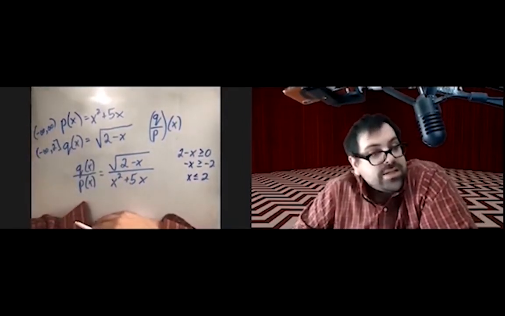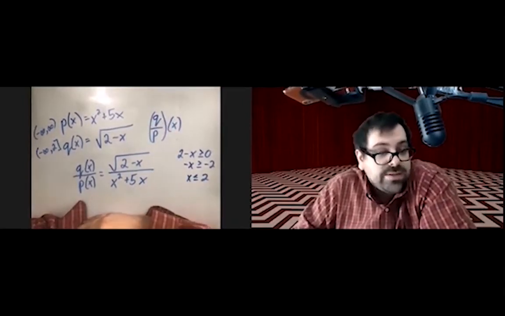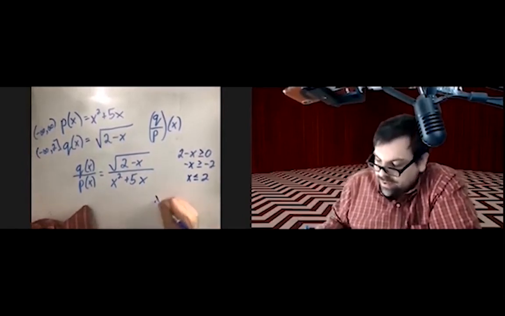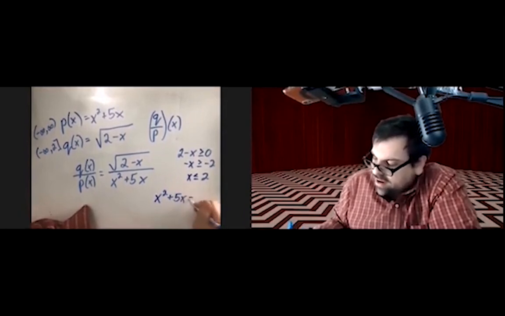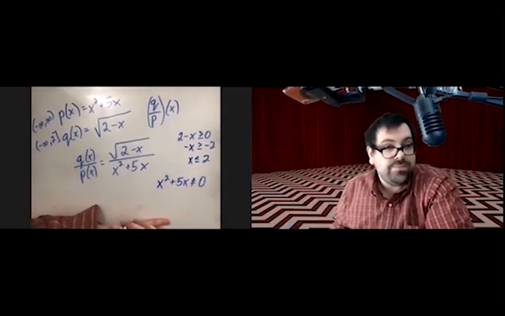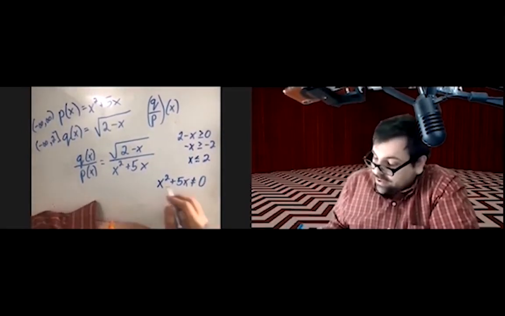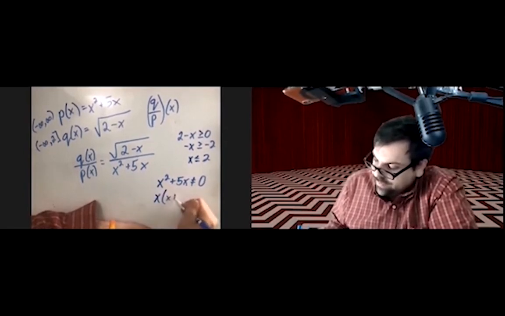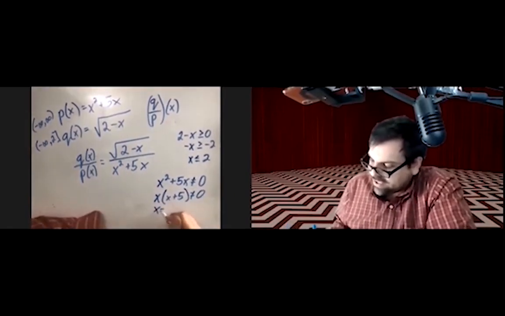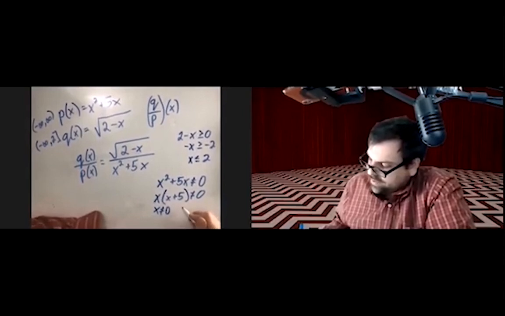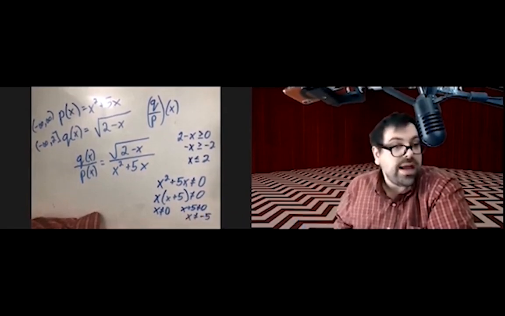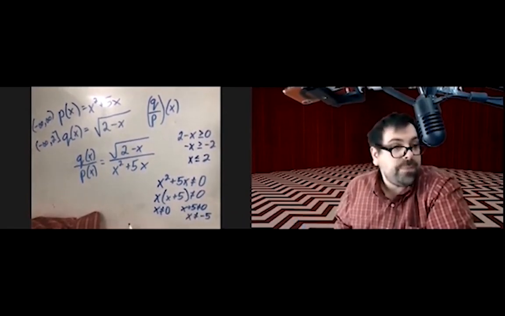But there is something else we have to consider besides just the domain of each of these. The bottom of the fraction can't be equal to 0. X squared plus 5x cannot be 0. How do we solve that? We factor. X times x plus 5 can't be 0, which means x can't be 0. X plus 5 can't be 0, so x can't be negative 5.